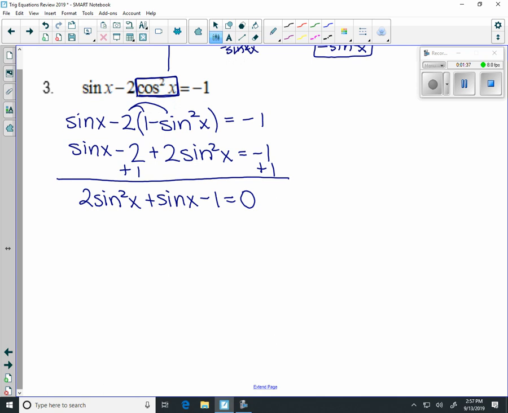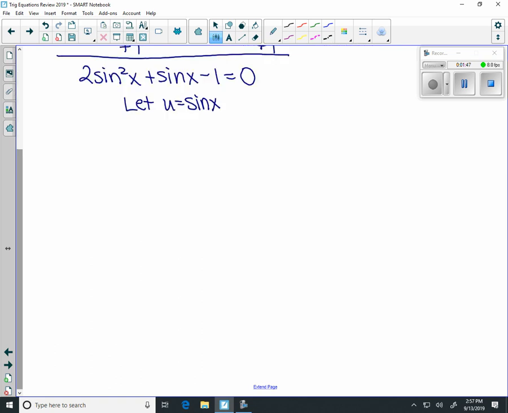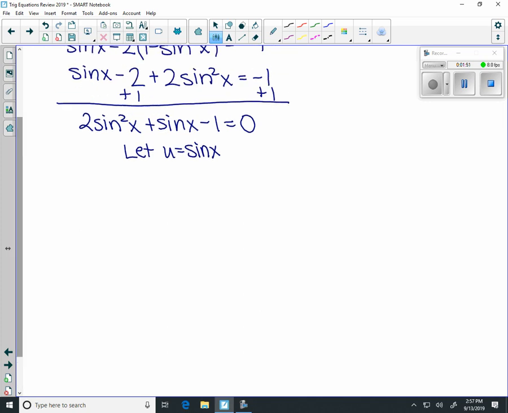I'm going to use u's here. I'm going to let u equal sine of x. On my key, I did not use u's, I just used sine. So if you want to see that, you can pull that up on Canvas as well. So here, 2u squared plus u minus 1 is what we're factoring.